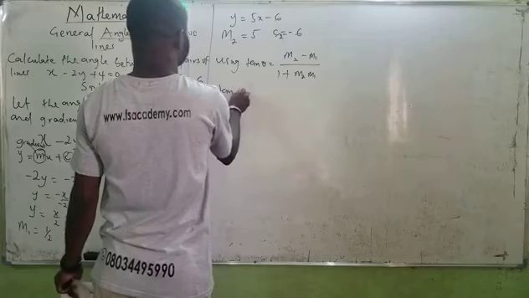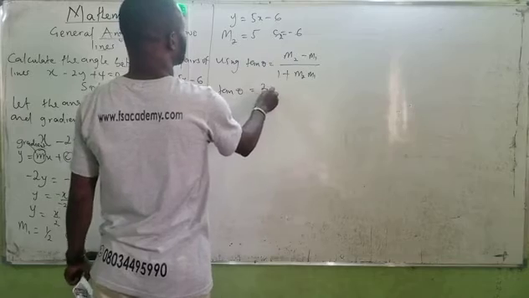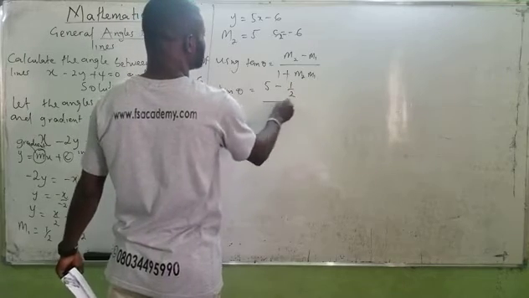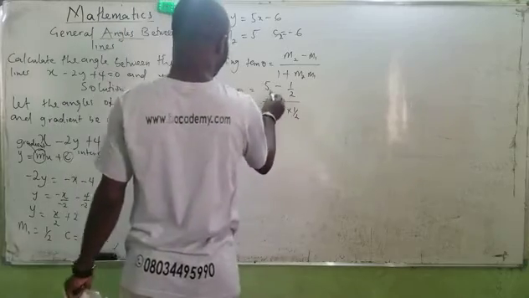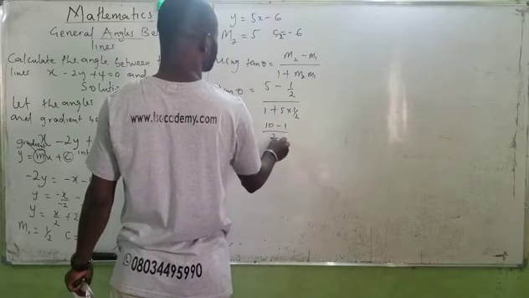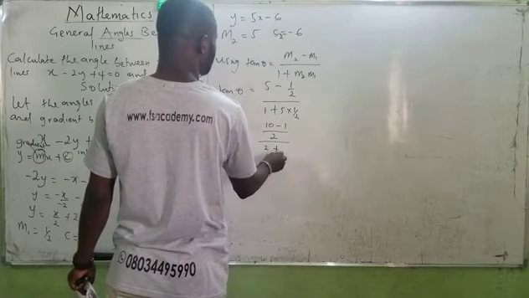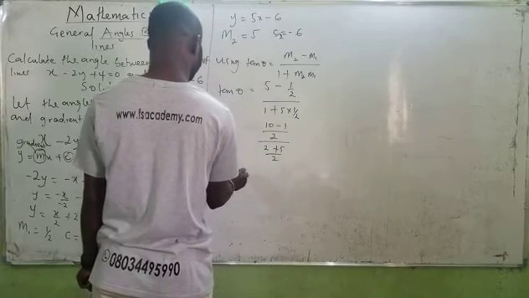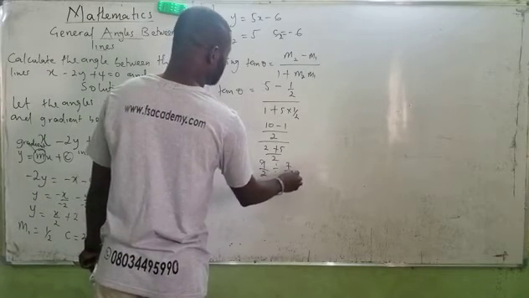It means tan theta will be equal to 5 minus 1 all over 2, divided by 1 plus 5 multiplied by 1 all over 2. By so doing, we have 10 minus 1 divided by 2, over 2 plus 5 all over 2, which gives tan theta equals 9 all over 2 divided by 7 all over 2.